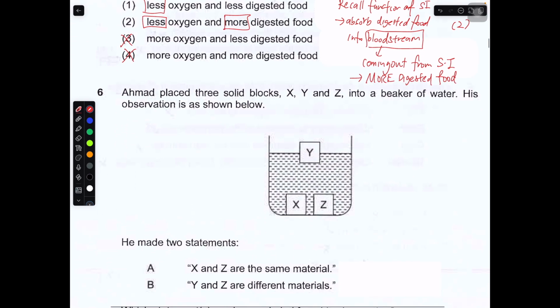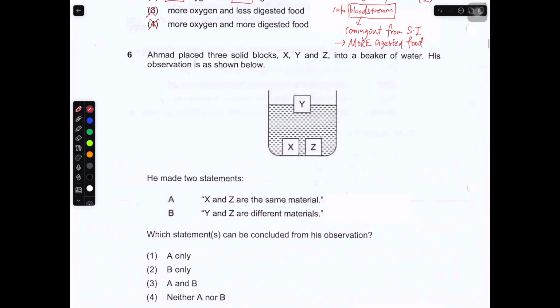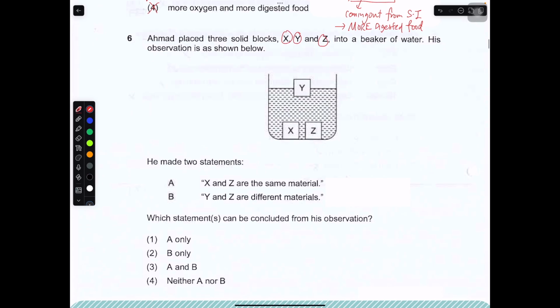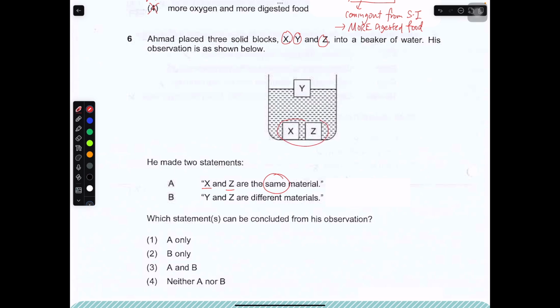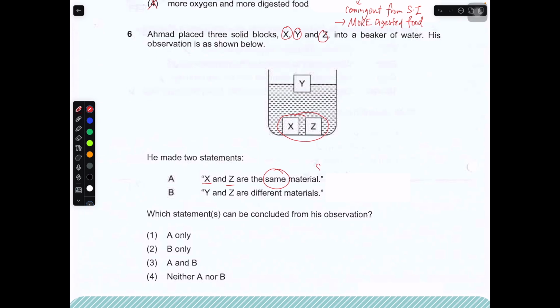Okay, moving on to question number 6. Ahmad placed 3 solid blocks X, Y, and Z into a beaker of water. His observation is shown below. Two statements are made. A: X and Z are the same material. Take a look. He's suggesting this is because X and Z sink, so they must be the same material.